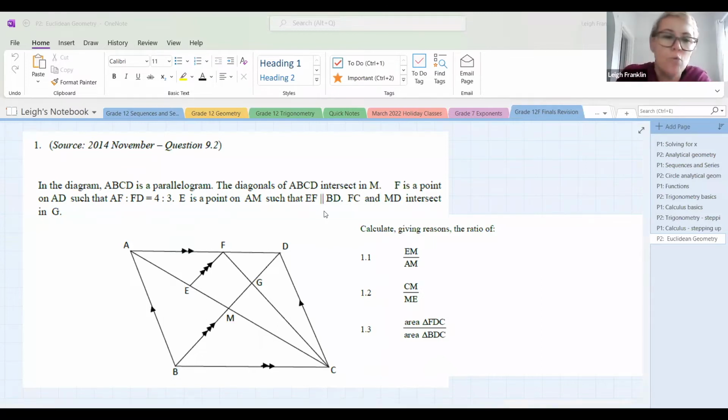We need to make sure that we know all the properties of parallelograms. For example, the opposite angles are equal in size, or the opposite sides are equal in length, because all of these characteristics and properties of a parallelogram are going to be important to us in order to answer the question. They've told us the diagonals intersect at M. Now they're talking about the diagonals. What do we know about the diagonals of a parallelogram? What can you guys tell me about them?